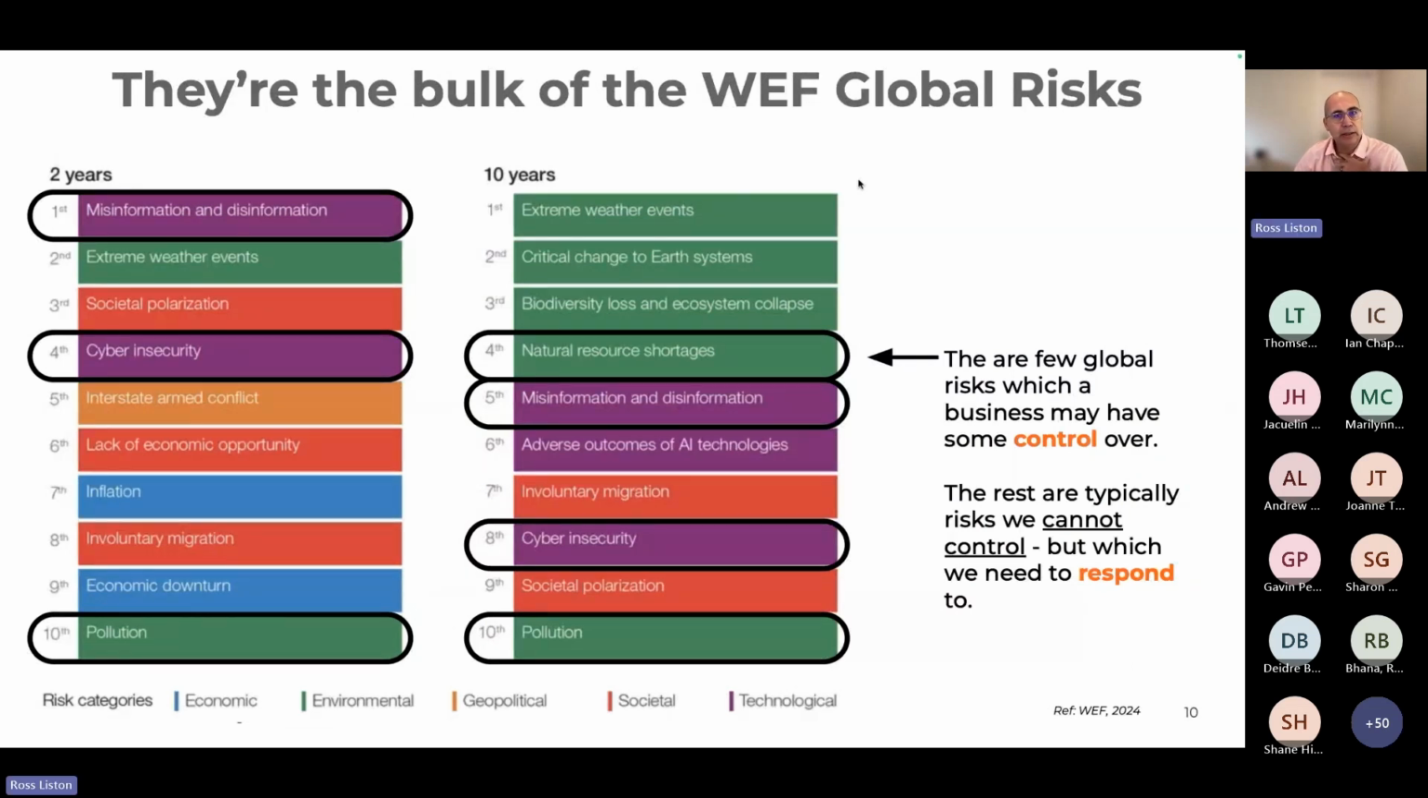So circling back to that World Economic Forum risk report, they typically will look at what are the most important risks around the globe, and they'll look at a 2-year time horizon and a 10-year time horizon. And if we look at the 2 and 10-year picture, the bulk of them are often risks we cannot control in an organizational context. So I've circled the ones which we have some degree of control over. The remainder of them are really ones that we respond to. We can't really change what happens in terms of involuntary migration or extreme weather events, but we can respond to them. So when we look at reports of this nature, a lot of the content in there falls into that bracket of uncontrollable risk.